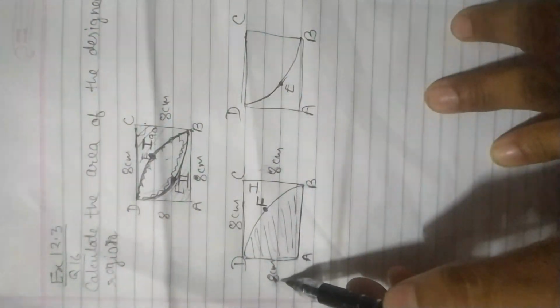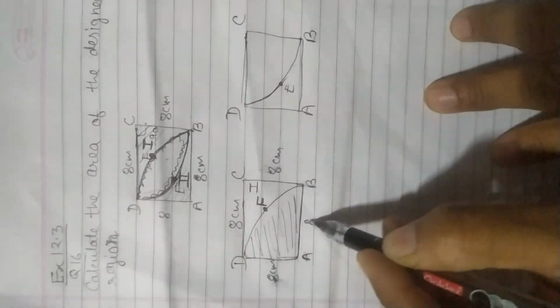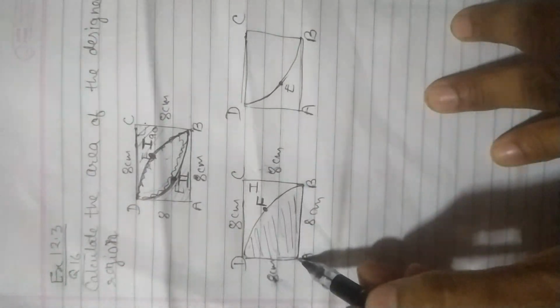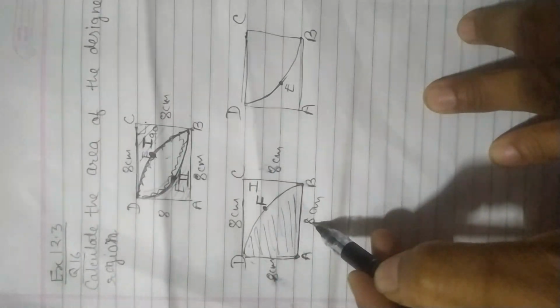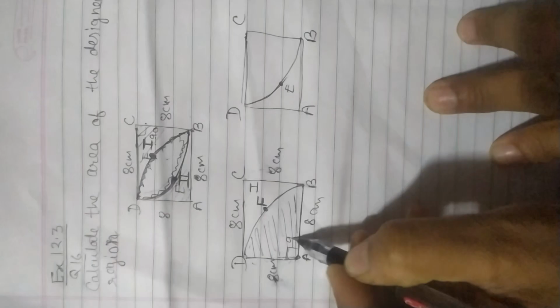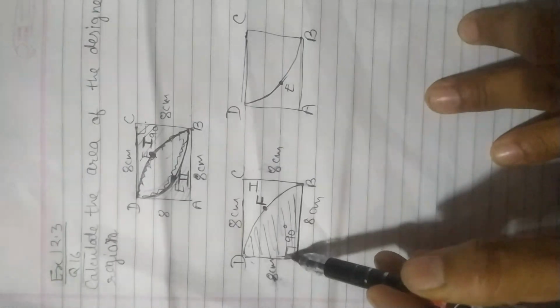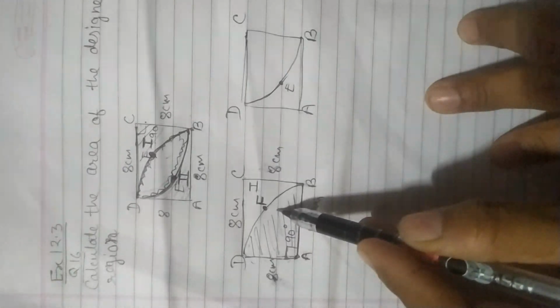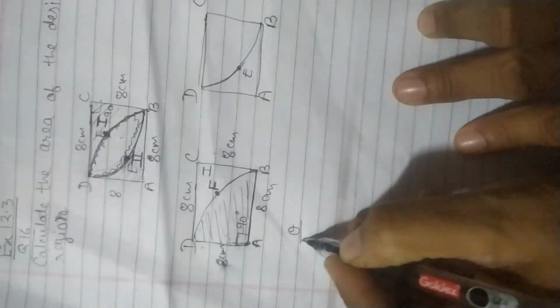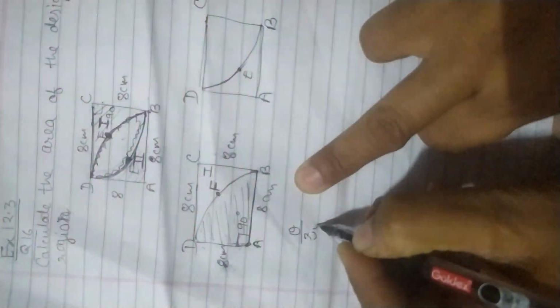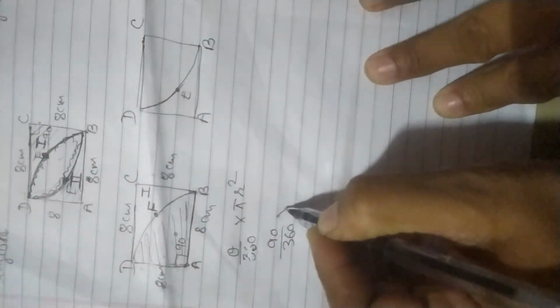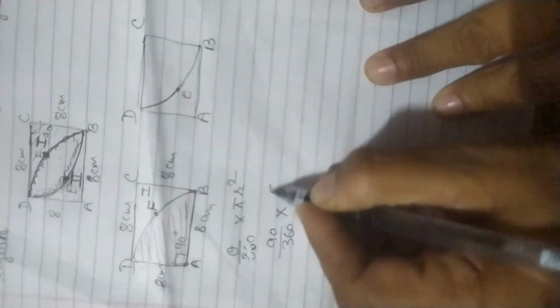Now check, what is this area? Isn't it just like a sector? 8 centimeter, 8 centimeter, then the arc is there, this is the center, this is the radius. Here the angle is 90 degree. Why? Because it is a square. So you have a sector with radius 8 centimeter, theta 90 degree, and you can find its area easily using the formula theta upon 360 into pi r square. So this will be 90 by 360 into pi r square.